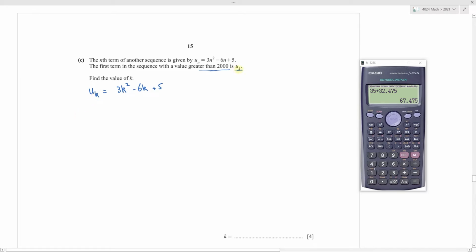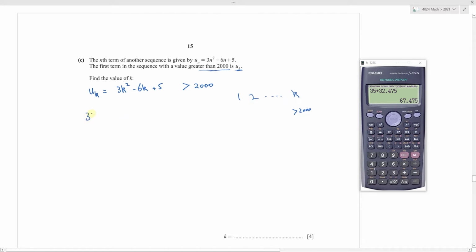This gives you value u of k, which you are told is greater than 2000. So you have to find the value of k, which is the term number, which is the first term that gives you the value greater than 2000 in this sequence. So you have a sequence and you go from 1, 2, and so on. And when you get to the kth term, the value is something greater than 2000, right?